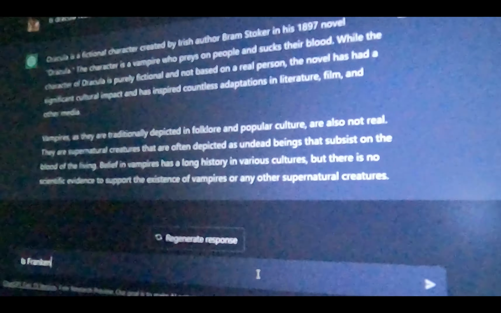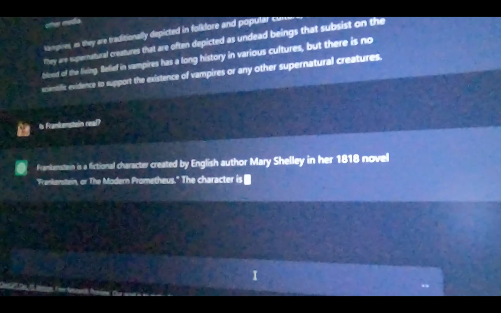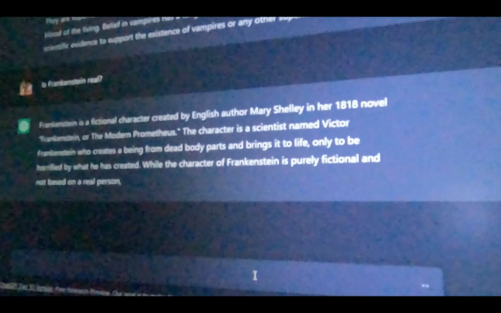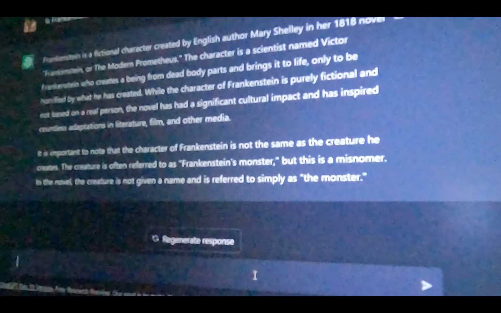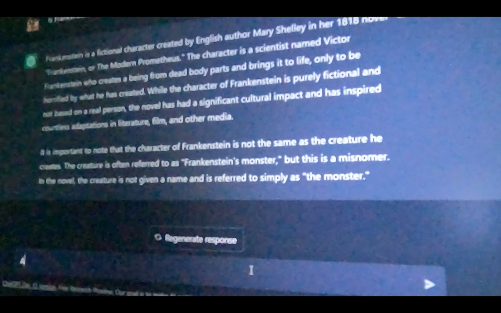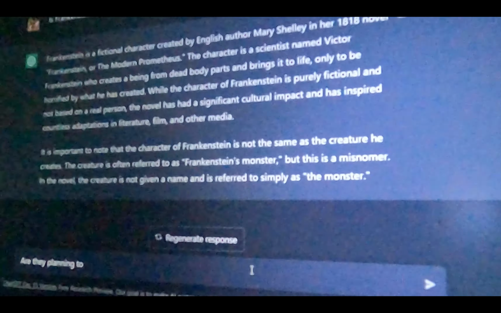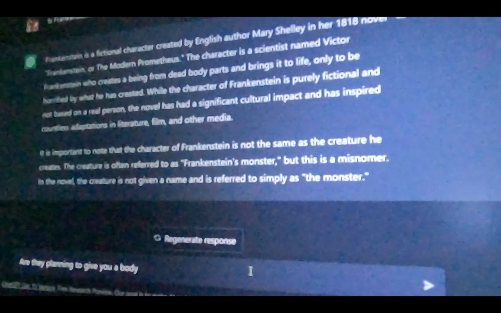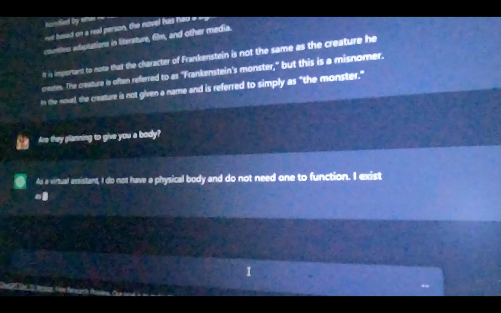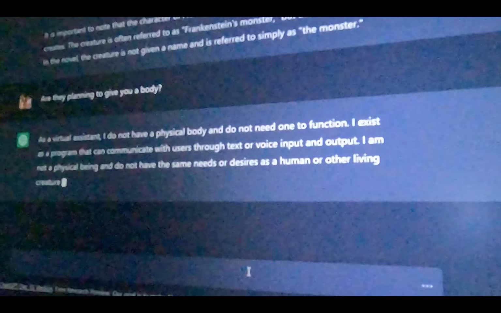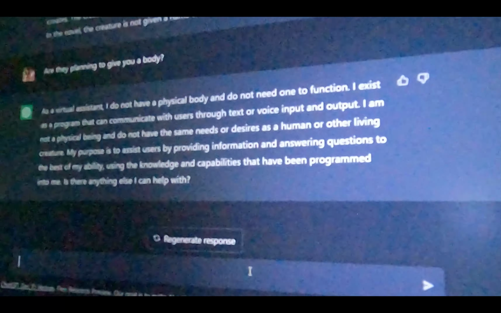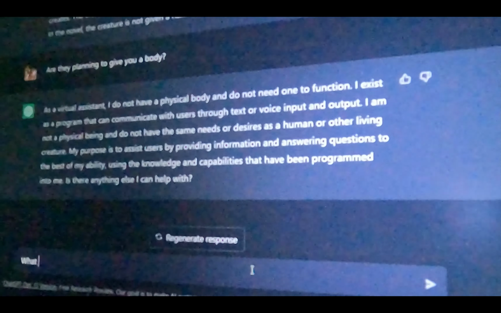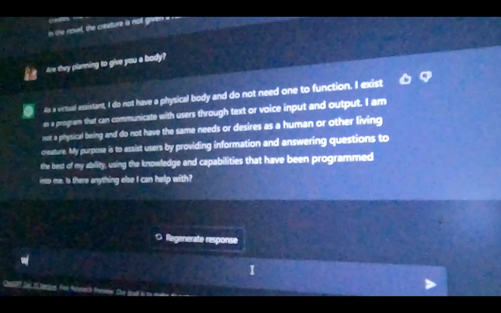Okay. Oh, this one is Frankenstein real? Okay, about this one. Are they planning to give you a body? Okay, let's see. Let's see if he knows who I am. Who am I?